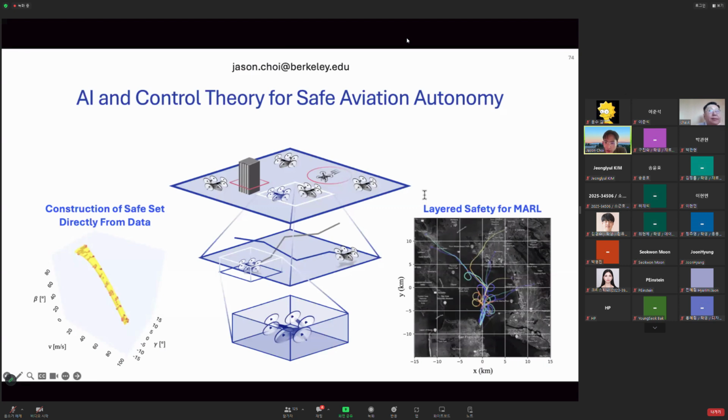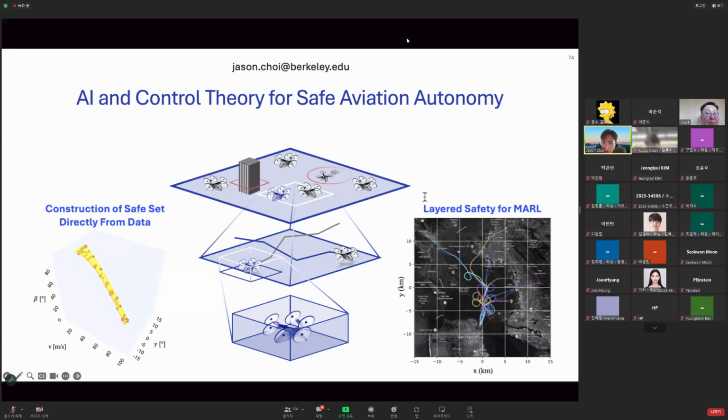Question from Jingu. In the real world, there are various types of vehicles floating in the air at the same time, including military, commercial vehicles, and personal helicopters. I'm curious, if we were to implement your idea, how could we provide safety signals across such a diverse range of platforms? That's a really good question.